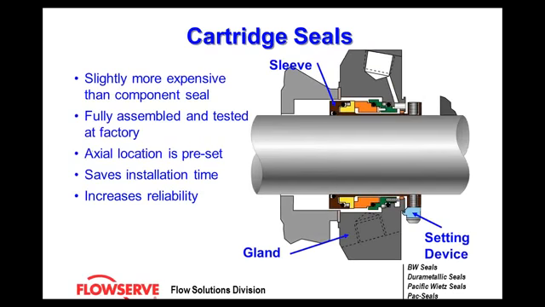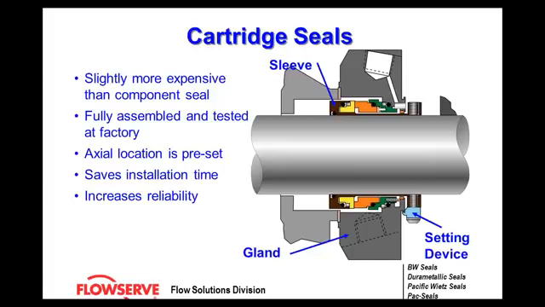How do you get around that? Very simple. Cartridge seal designs. Cartridge seal designs are a seal in a package. They are slightly more expensive than a component seal because they come with two additional parts. They come with a sleeve. They come with a gland. They are all-in-one units. They are fully assembled and tested at the factory. Their axial location is already preset.